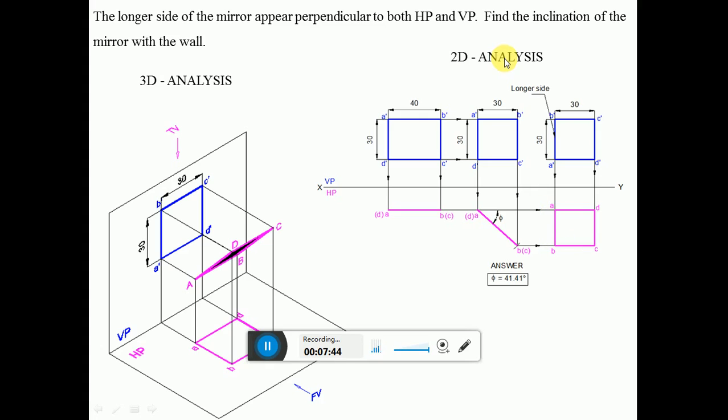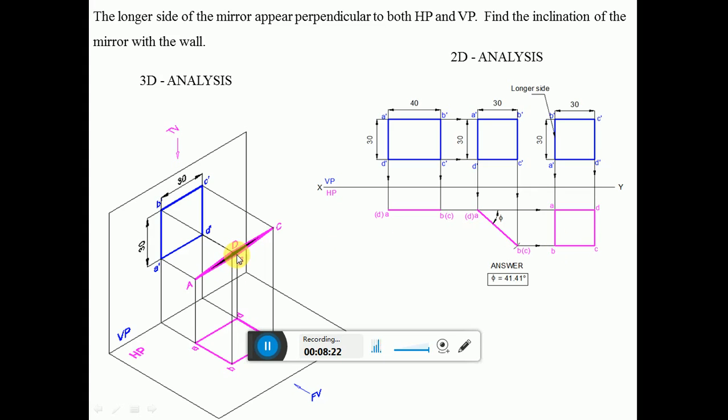How do I know that? You can see in the three-dimensional sketch. Here AB is the longer side of the mirror, which is inclined to HP and also inclined to VP. When AB is projected onto the vertical plane, you are going to get A dash B dash, which is a vertical line, and when it is projected onto the top view, again you get the point AB. When this HP is rotated by 90 degrees, again A dash B dash and AB are on the same line. So you get it like this.